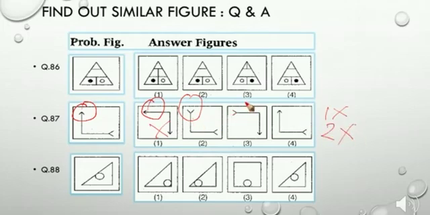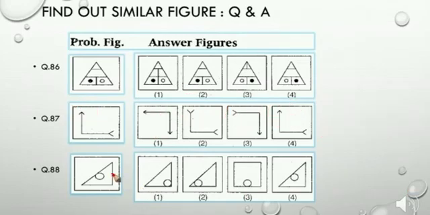Let's check for option 3. In option 3, this portion and this portion, if we compare, they are not the same. So the third option is rejected. Automatically the fourth option is going to be the answer. Let's check option 4 by the way. Yes, we got the answer right. So option 4 is the correct answer.